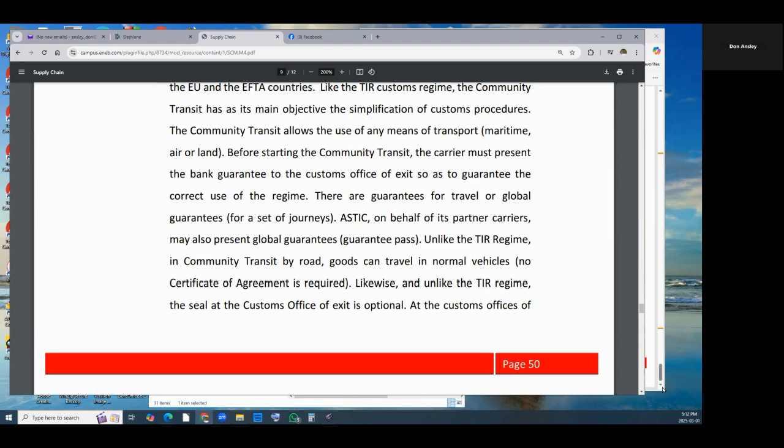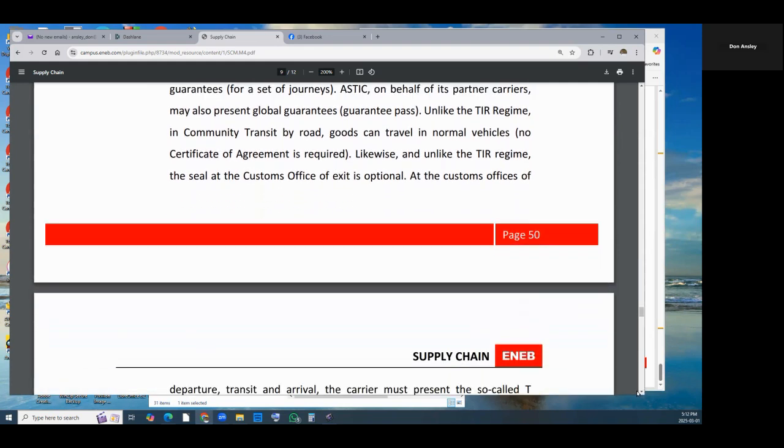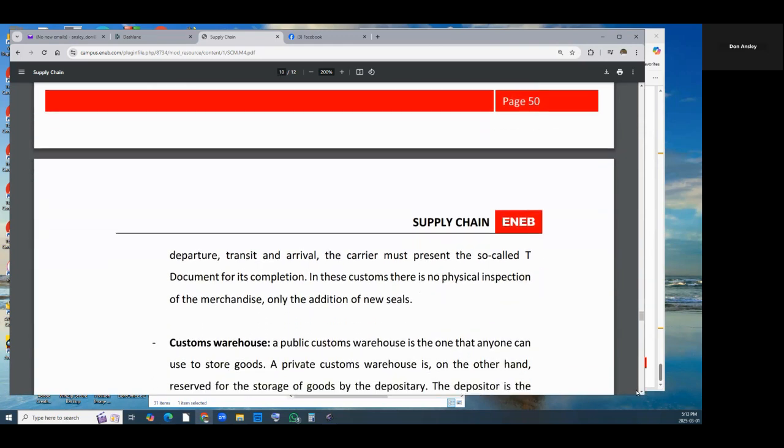At the customs office, the customs office of departure, transit, and arrival, the carrier must present the so-called key document for its completion. In these customs, there is no physical inspection of the merchandise, only the addition of new seals.